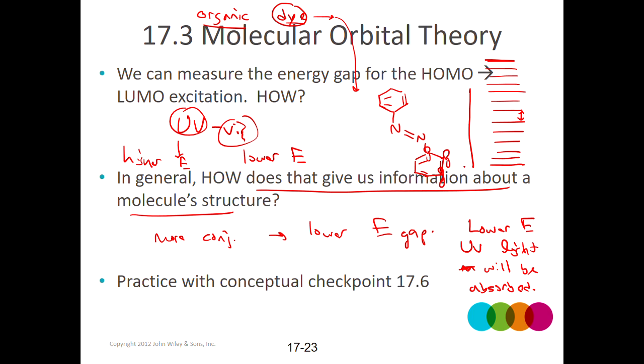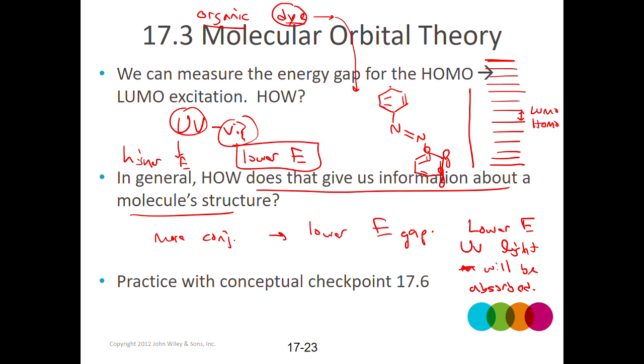So if I create enough conjugation on my molecule, and that creates enough different molecular orbitals to hold all these pi electrons, then the energy difference between the HOMO and the LUMO will be very small, and it might be just enough energy to absorb visible light in a certain wavelength. So by messing around with the structure of this, that might slightly change the energy gap.